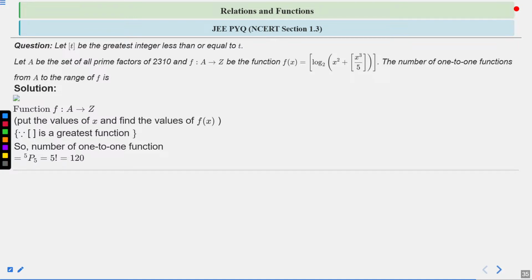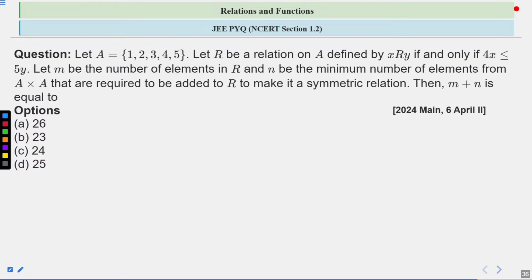Okay, let us move to the next question. This question says, let A be defined as {1, 2, 3, 4, 5}, and let R be a relation on A defined by x related to y if and only if 4x is less than or equal to 5y. Let M be the number of elements in R, and let N be the minimum number of elements from A into A that are required to be added to R to make it a symmetric relation. Then we need to find M plus N, and the options are 26, 23, 24 and 25. Clear?